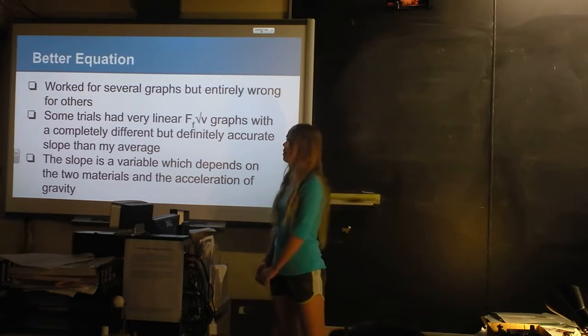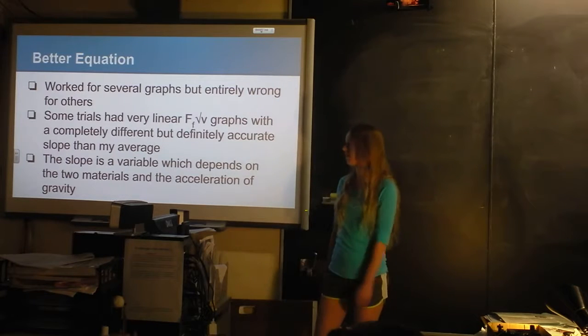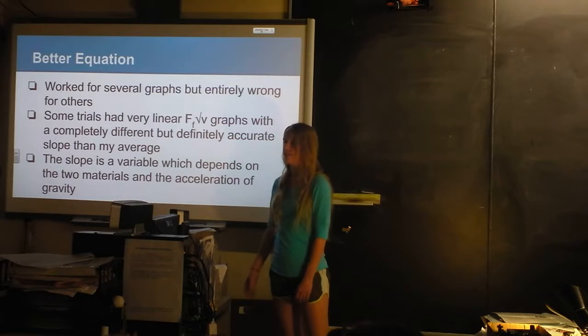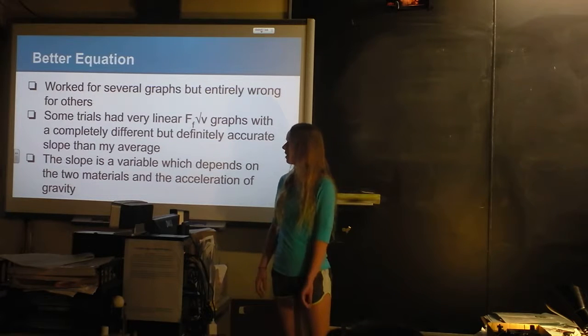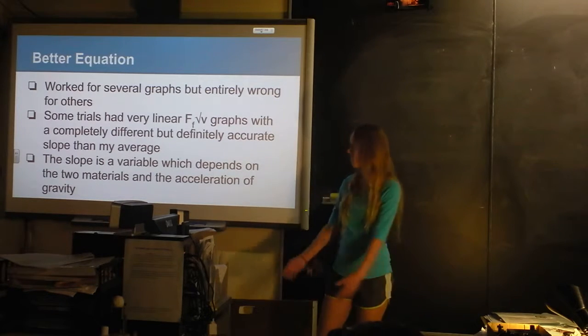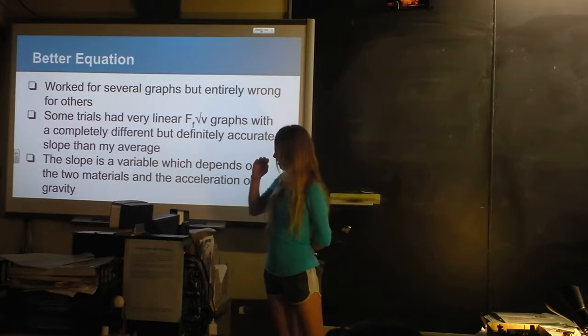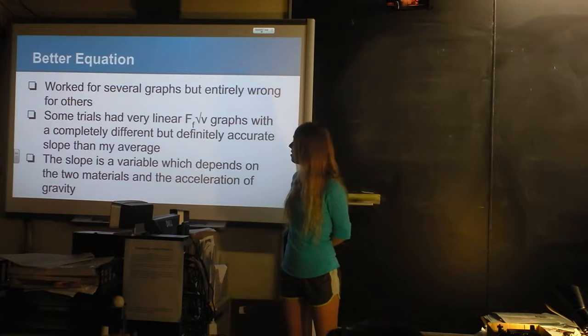I realized that what I'd been using as a constant, which was the slope, was actually a variable, which makes sense, because why would they all have the same constant? That would imply that anything with the same velocity would have the same force of friction. So that was really dumb.